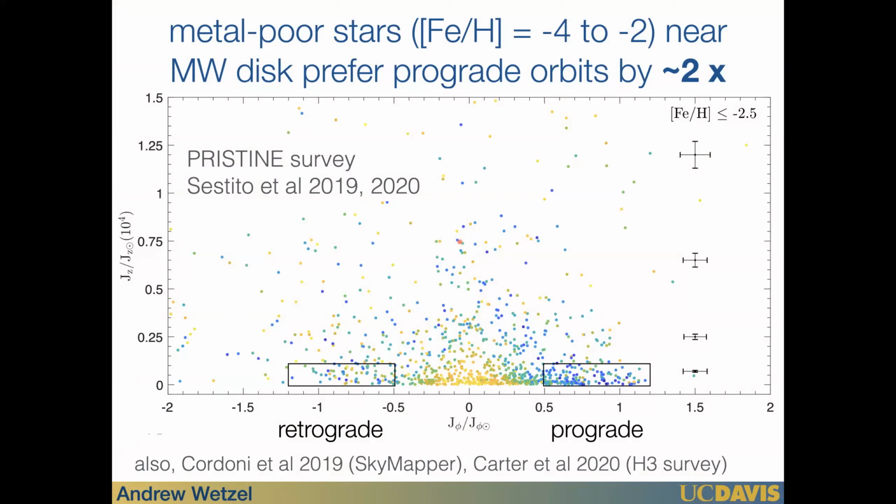And in a series of papers, Sestito et al. pointed out a curious feature: amongst very metal poor stars, so metallicities less than -2 all the way down to -4, if you look at the dynamics of metal poor stars in and around the Milky Way, they strongly prefer prograde disk orbits. So it's about a factor of 2 to 1 preference, you can see here, of metal poor stars basically orbiting along with the disk in a disk-like configuration, as opposed to orbiting retrograde to the disk. So metal poor stars, to arbitrarily low metallicities, are on disky orbits.